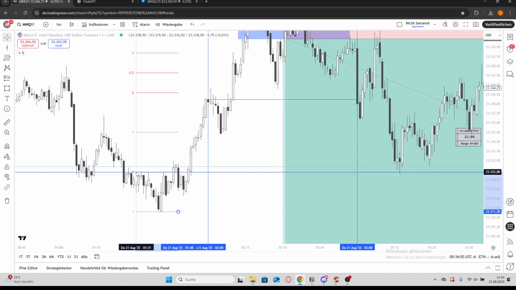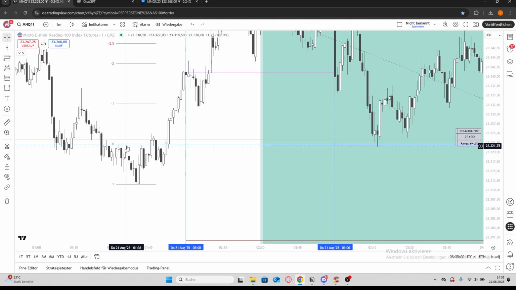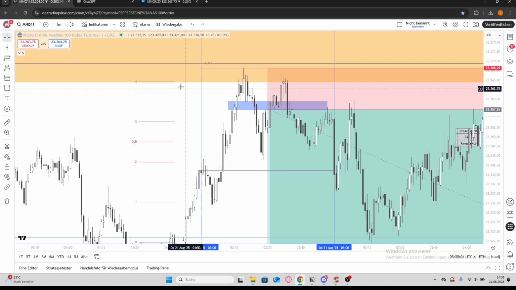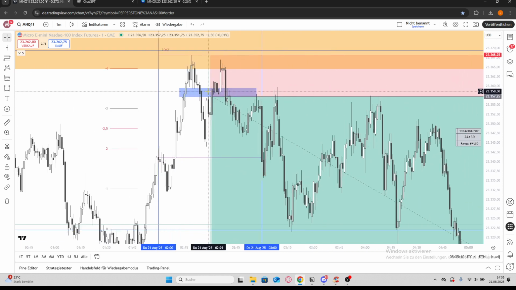Yeah, because I think I had the -4. Yeah, I think I had it like this, high here led to this low. So this is how it looks better, because you can clearly see we have the -4 target a bit lower, but that's not bad. And yeah, now we come to the reason why I entered this trade.